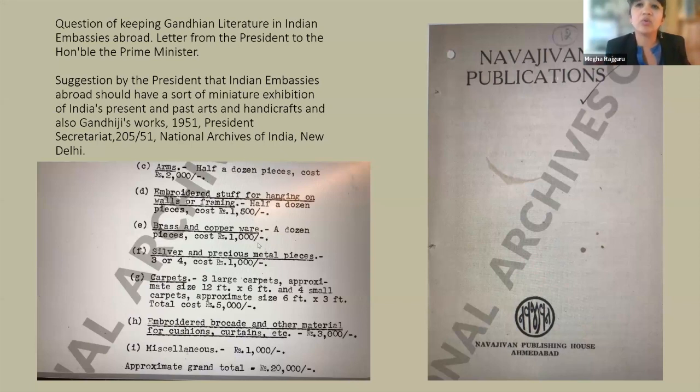And there was also a report that was produced, which was undertaken by the state to send handicrafts abroad. So this included embroidered designs for walls, brass and copperware, silver and precious metal pieces, carpets, and embroidered textiles or furnishings. So alongside this literature, there were also to be some of these items that were priced up and were to be shared and sent to various embassies.